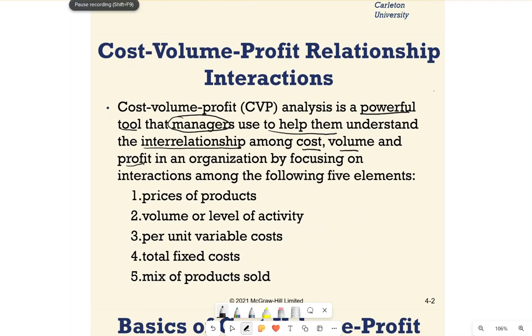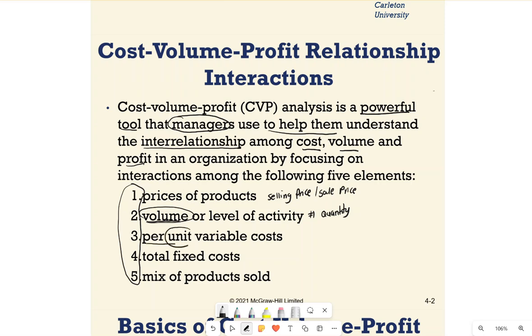When we think of cost, volume, profit, there are five components that we need to look at. Now, the price of the product. That will be called a selling price or a sale price, which is also okay. So sale price, selling price, same thing. Volume or level of activity. Volume will be how many products did we sell, number, quantity. That's what it is, a quantity.